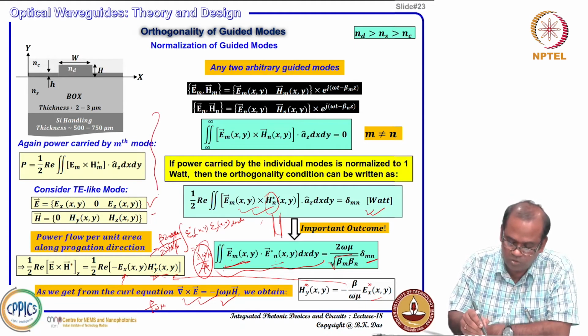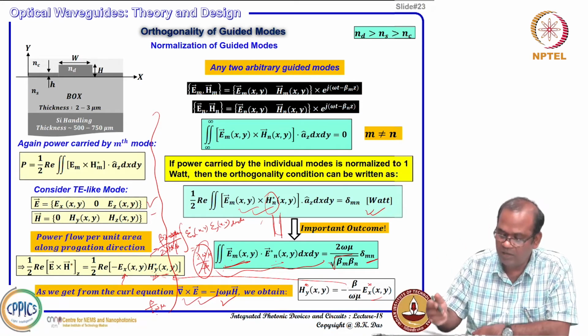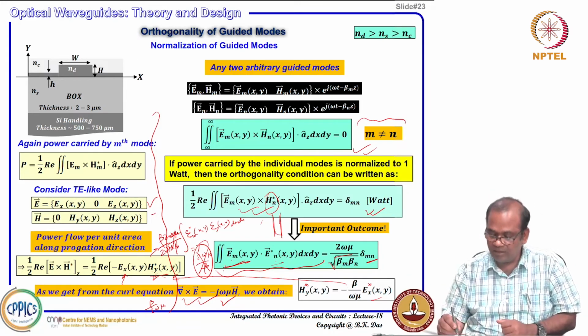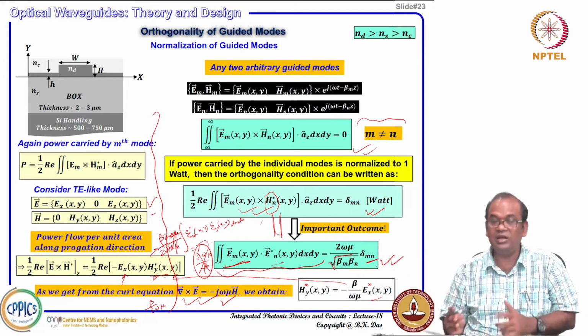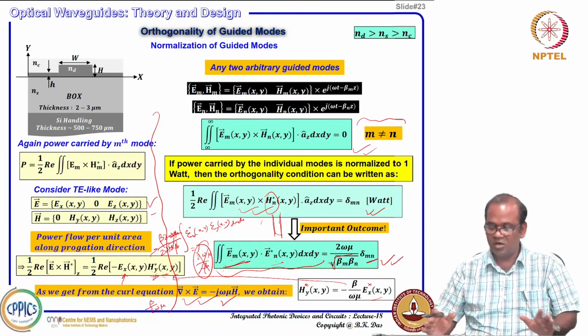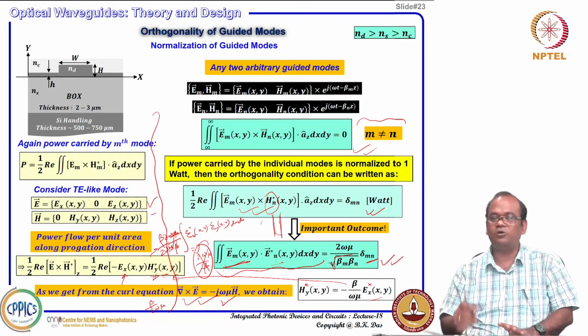So just use your Poynting theorem, the power carried by a mode, and starting from the Lorentz reciprocity theorem, where you are getting m not equal to n, club them together, and then you get a very nice equation involving only the electric field. So you don't need to bother about the magnetic field. This thing we can use wherever necessary for the orthogonality condition.